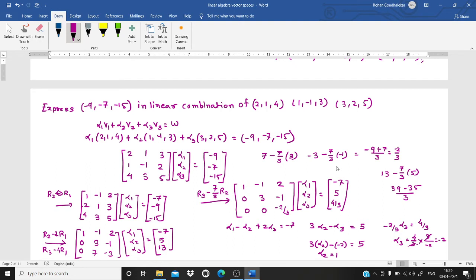Substitute that alpha 2 is 1 and alpha 3 is minus 2. We get alpha 1 minus 1 plus 2 into minus 2 is equal to minus 7. So minus 1 and this minus 4 gives me minus 5. Shifted to the right hand side becomes plus 5. So alpha 1 is minus 2. Are you clear with that? Okay.